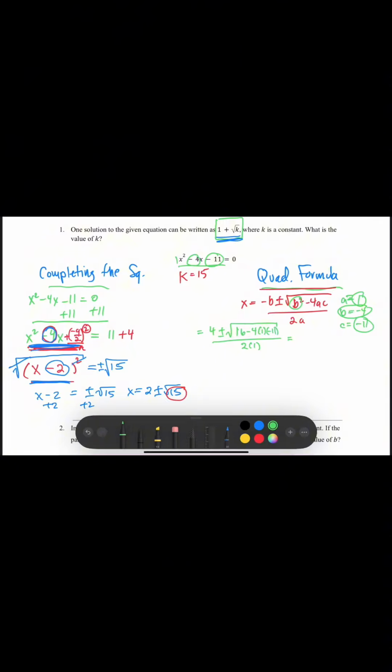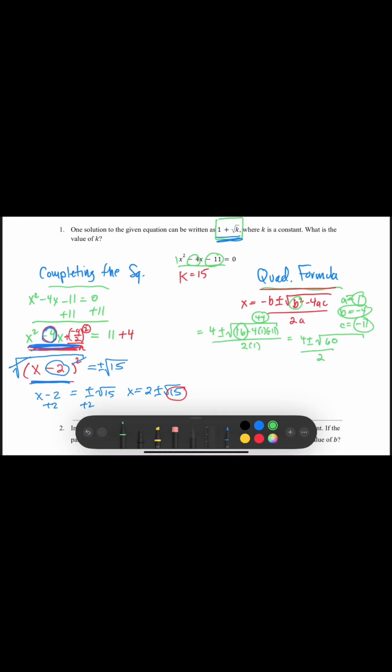So let's simplify this as much as we can. So we have 4 plus or minus the square root, 16 minus 4 times 1 times 11. Well, this becomes a positive, and that's a positive 44. And 44 plus 16 is 60, divided by 2.